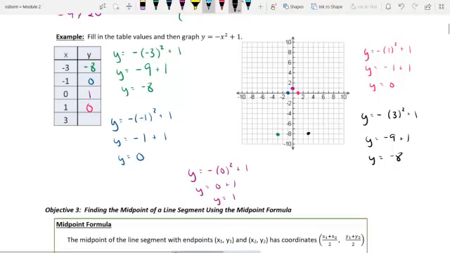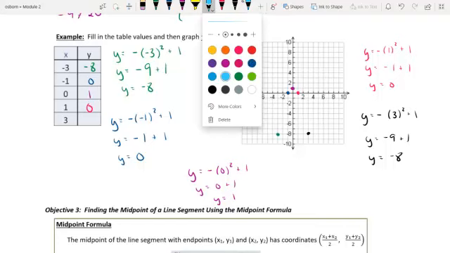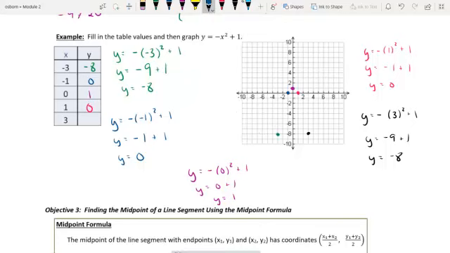And then the last thing we have to do is simply connect all of these points. So I start off, and there's my graph.